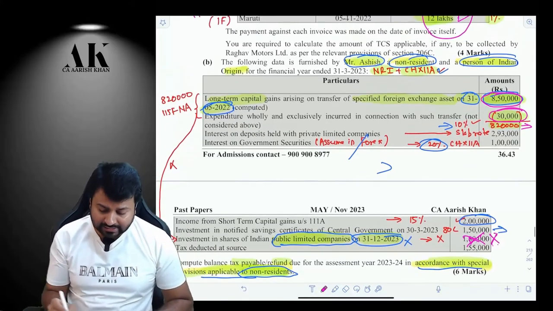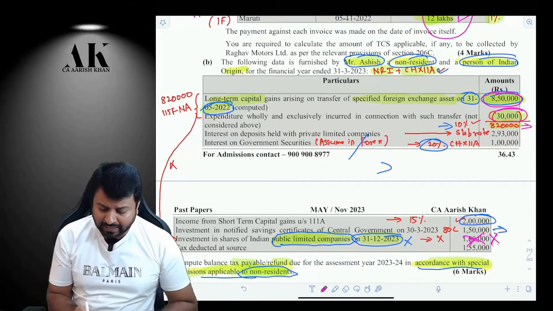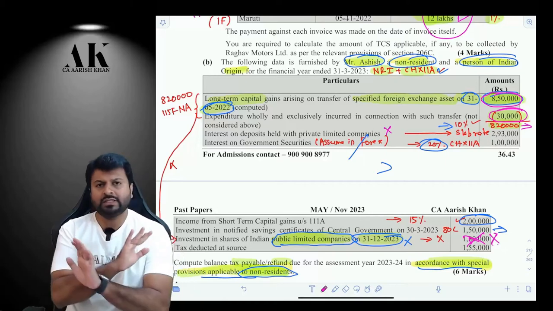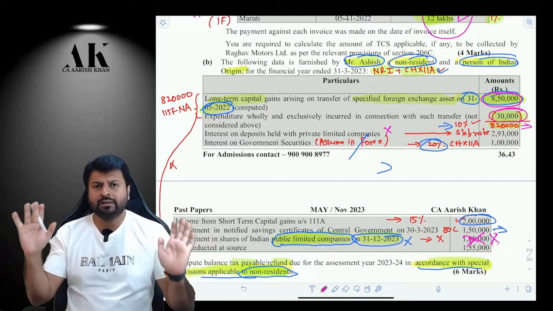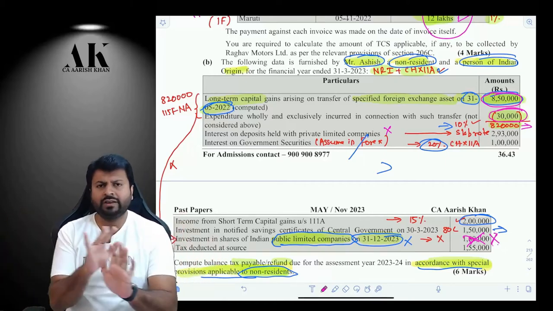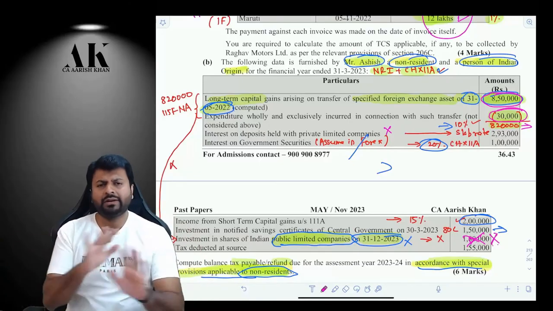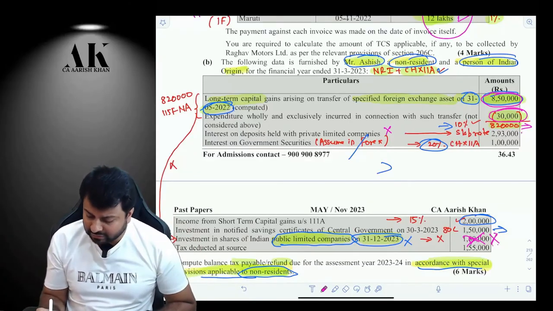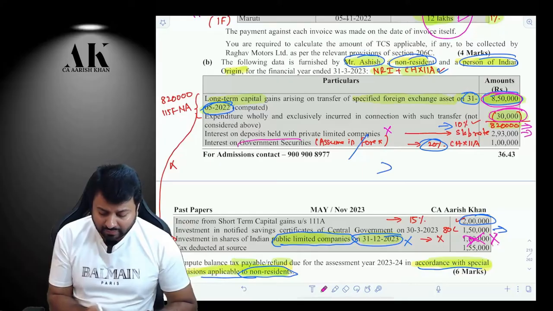Okay, next is interest on deposits with a private limited company. Deposits with private limited companies are not covered. Only deposits with public limited companies are covered in 115C(2)(i). In chapter 12A, private limited deposits are not covered. Therefore, this will be taxed at slab rate. Okay. Interest on government securities.